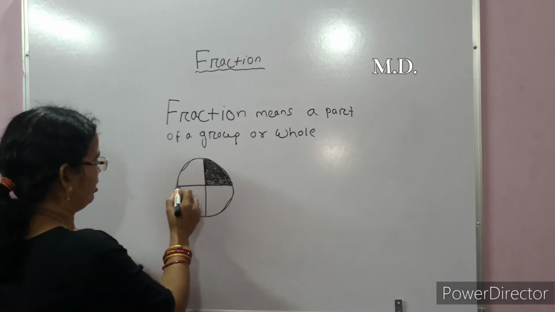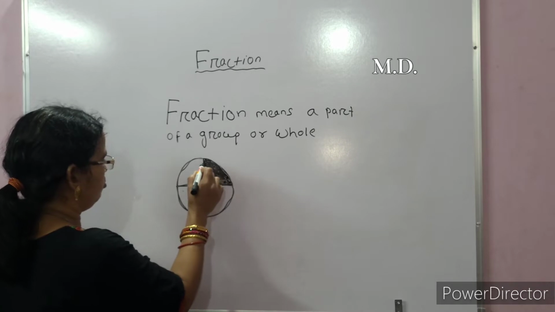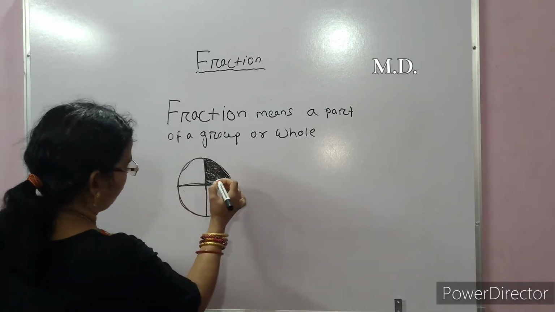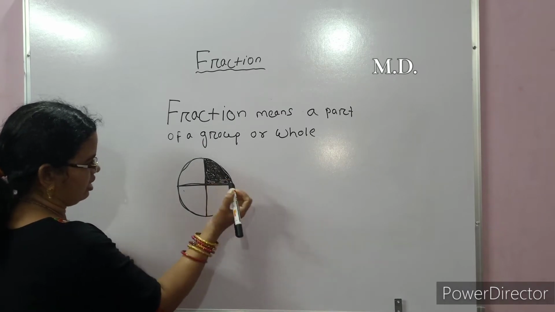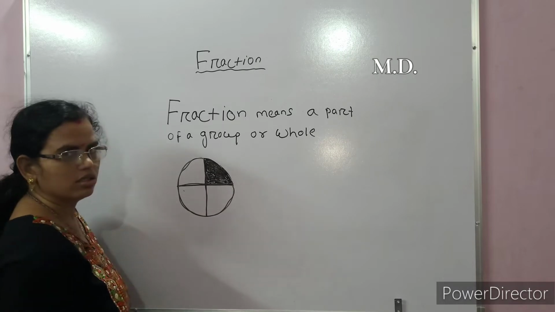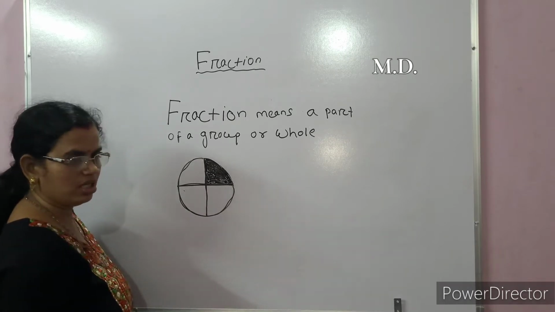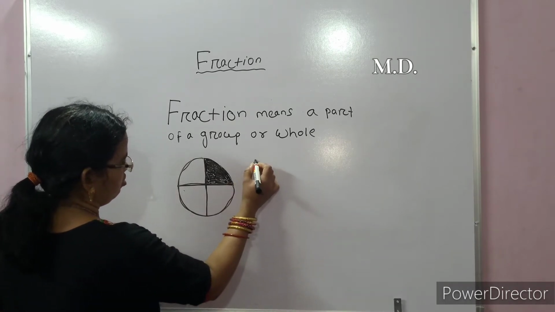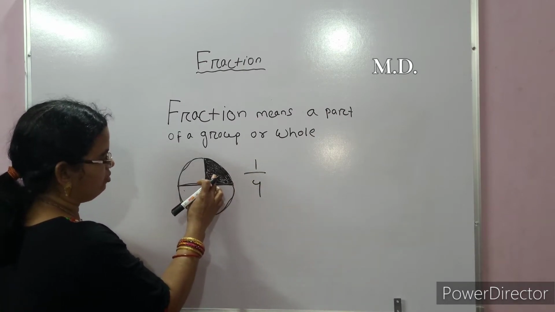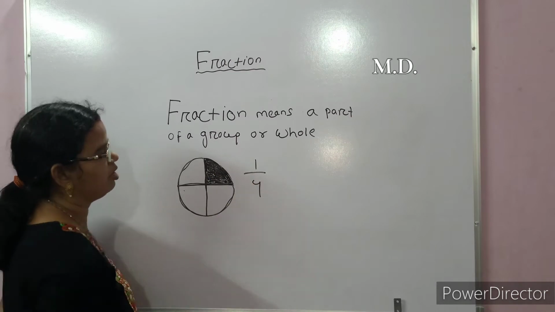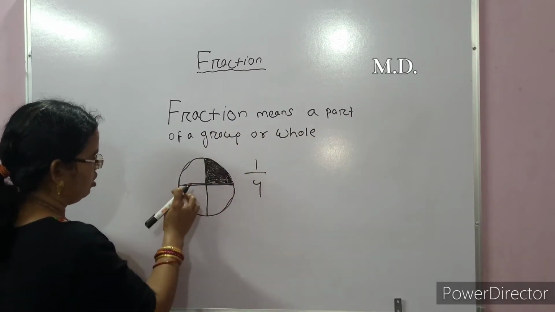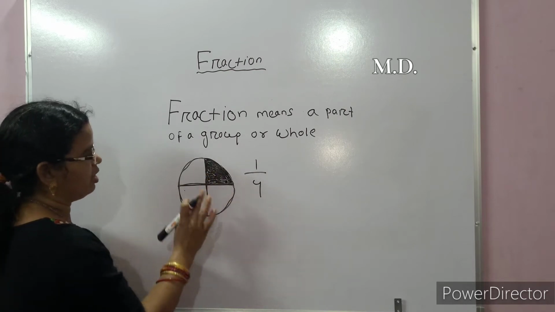Divided into 4 parts. Shade 1 part. 1 part shaded. The shaded part is represented by 1 bar 4. Fraction means a part of a group. Whole parts of 1 part is the fraction.